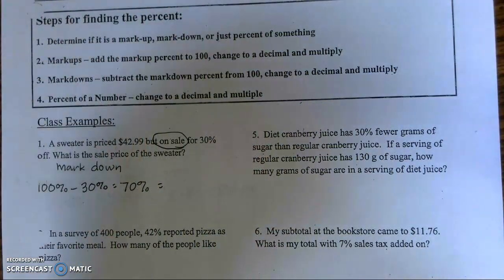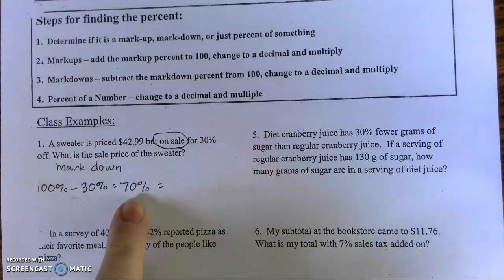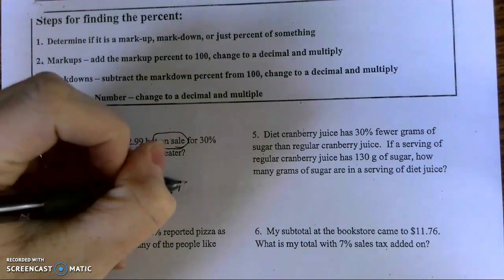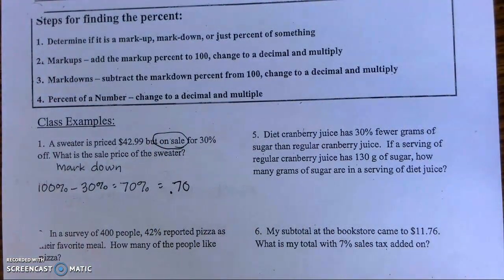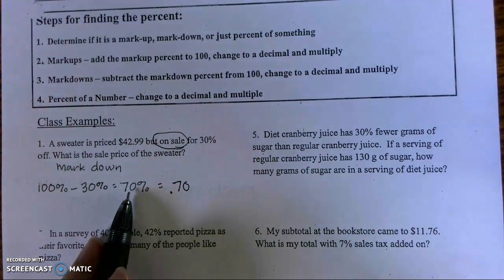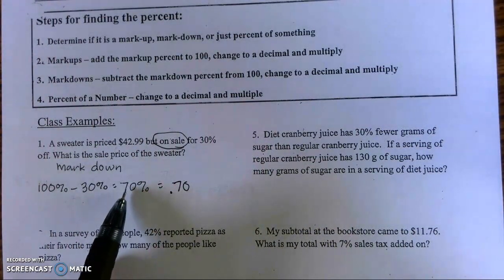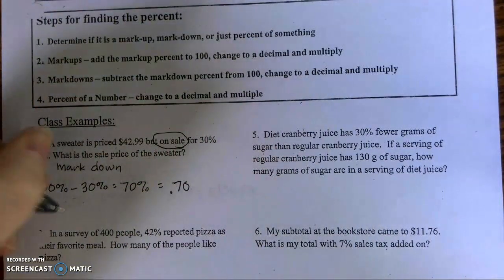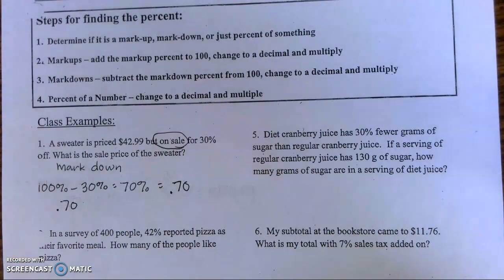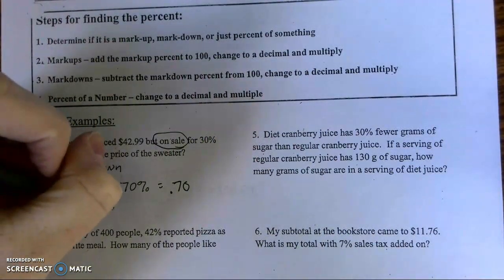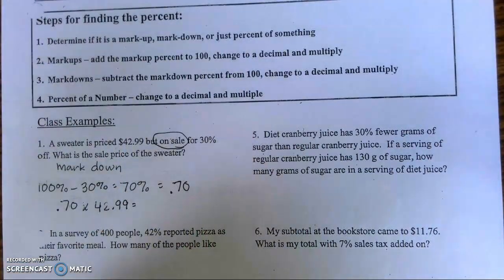Before we actually do the calculation, we need to take this percent and rewrite it as a decimal. So we get 0.70. You can either take 70% and divide by 100, or recognize that you're going to bump that decimal point 2 places to the left. From there, we're going to take our decimal and multiply it by the original price of $42.99.